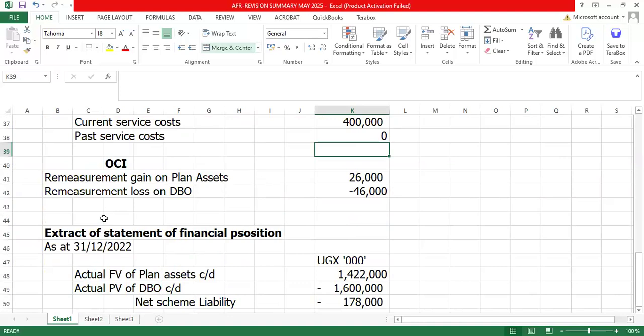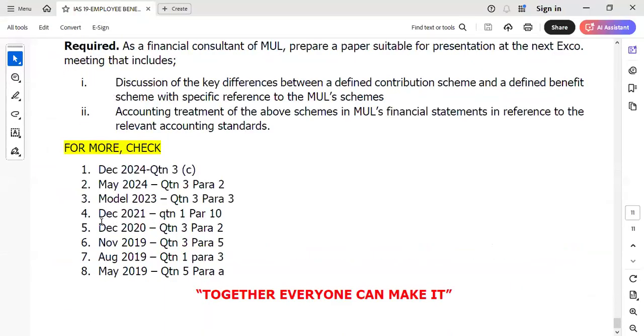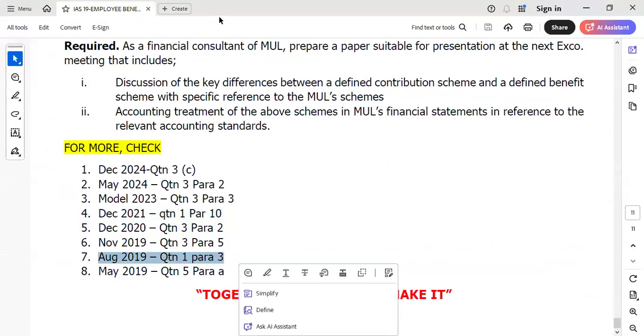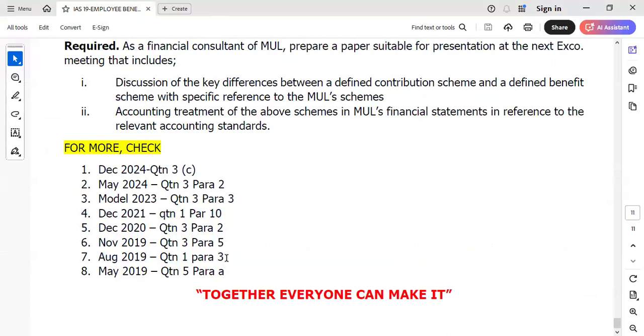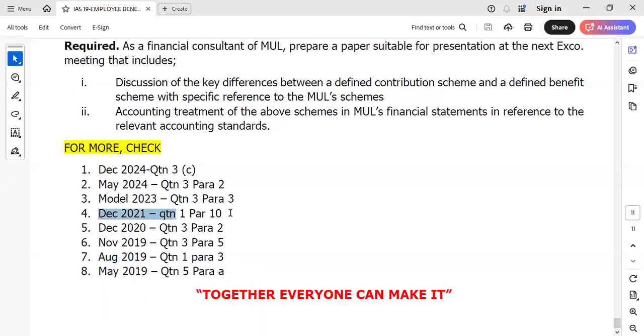question 1. As you see in your reference, if you check December 2021, you will find it there. If you check August 2019, you will find it there. So I humbly request you visit these papers, December 2021 and August 2019, after today's session.